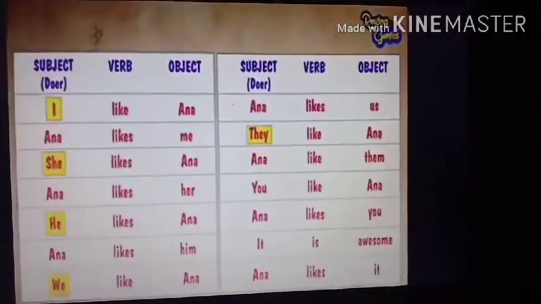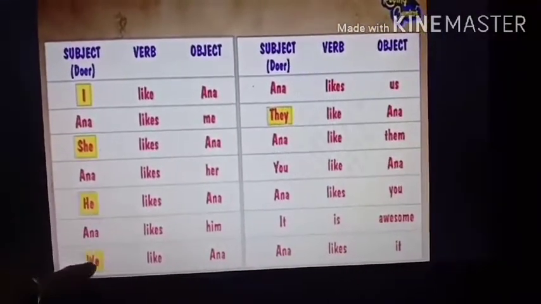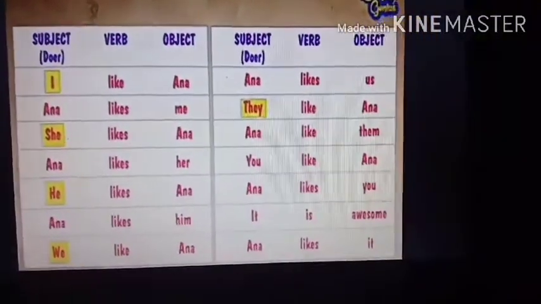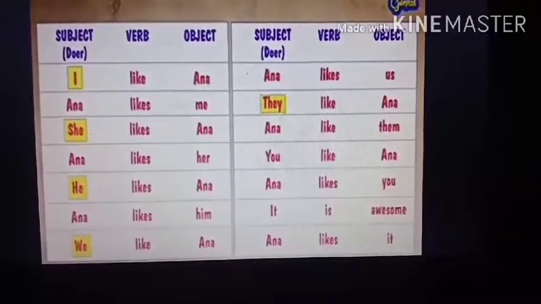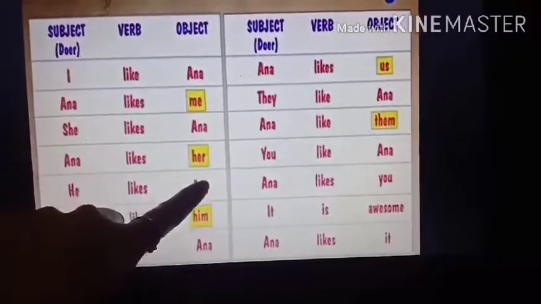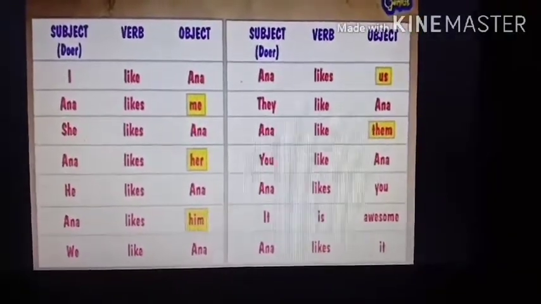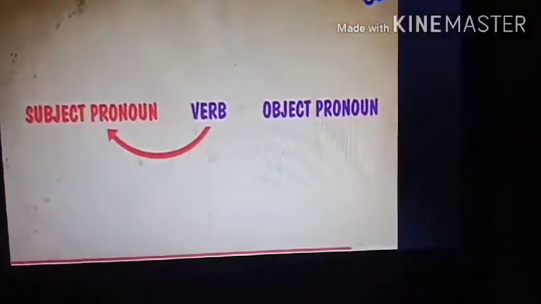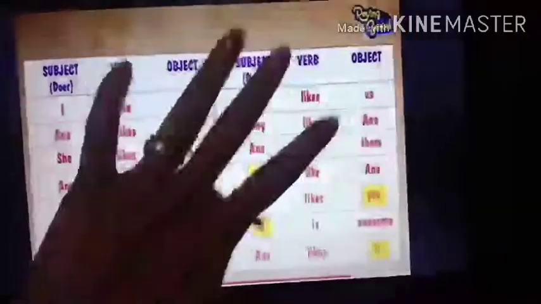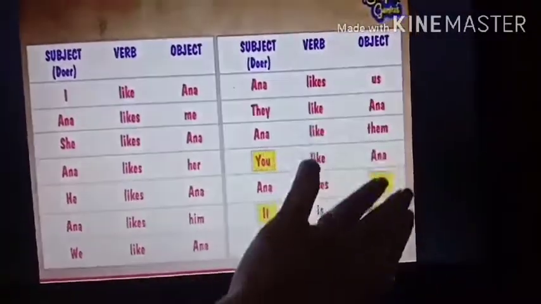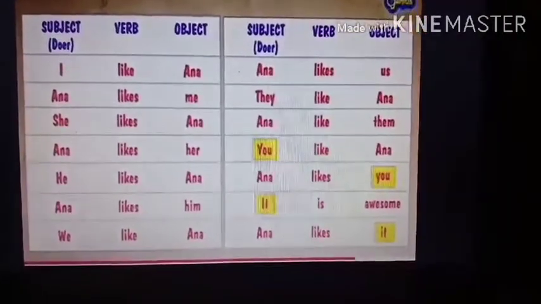Over here also I have given the same thing. All the subject pronouns. See, I, she, he, we and they. These are called all the subject pronouns. Now we will see the object pronouns. Me, her, him, us and them. These are all the object pronouns. Understood? Now here also it is given you and it. They remain the same. Subject is also the same and the object is also the same. Okay, you and it.